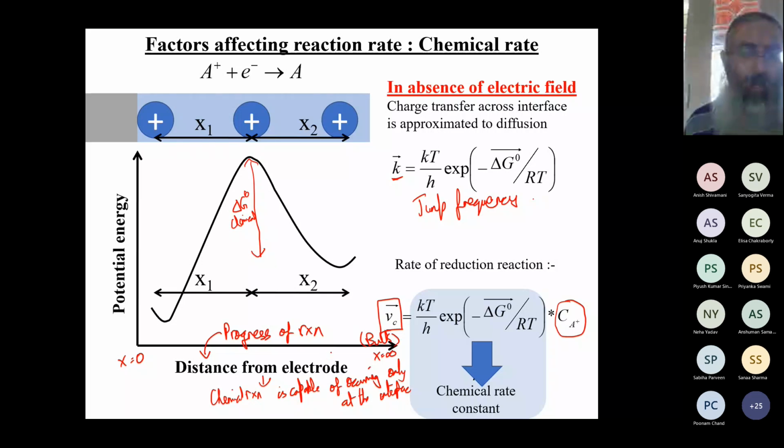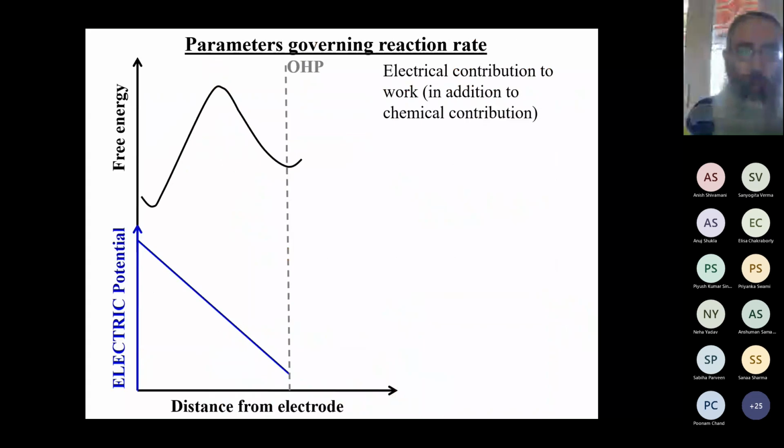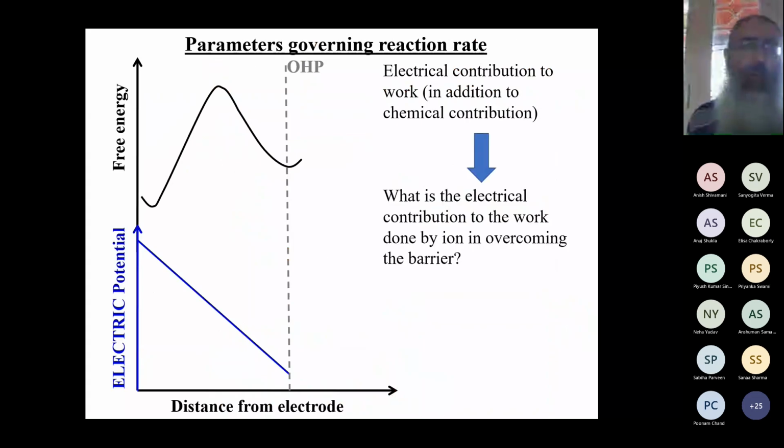So now, given that every single reaction that we want to drive, every single ion, in this case A plus going to A, the reduction reaction, for every ion of A plus that is getting converted to A, you will have the reaction happening necessarily at the interface and nowhere else. That is the only consideration that we have made, so that we put the distance from the electrode. Now, with this kind of an energy profile, this is purely a chemical energy profile.